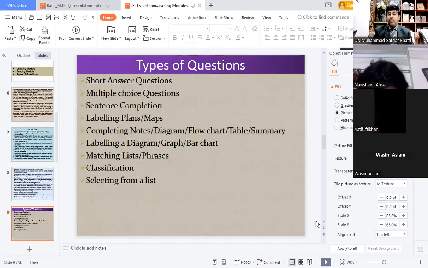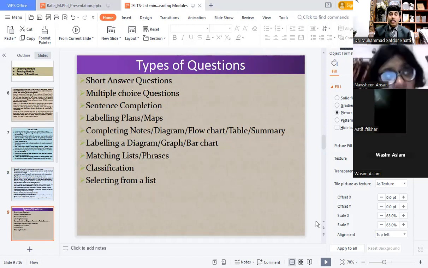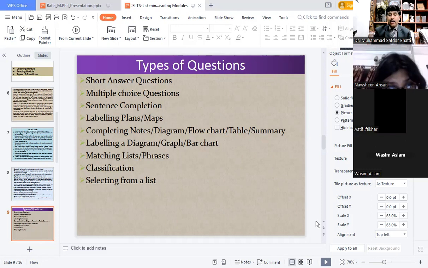What types of questions will be in your listening module? There will be short answer questions, multiple choice questions, sentence completion, labeling plans and maps, completing notes, diagrams, flow charts, tables and summaries, labeling a diagram, graph and bar chart, matching lists and phrases, classification, and selecting from a list.